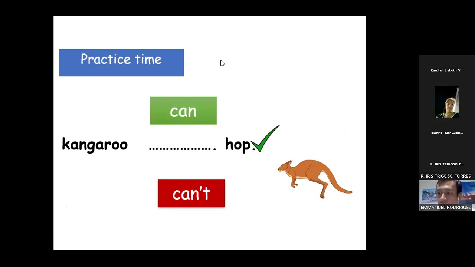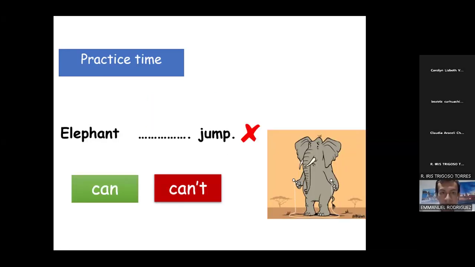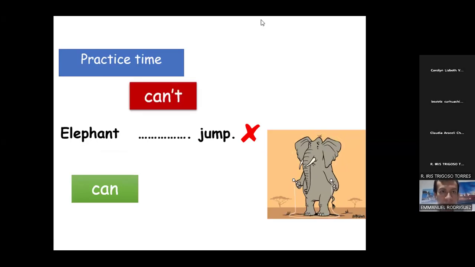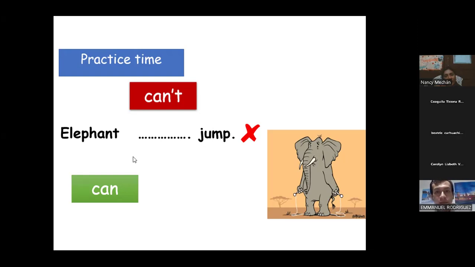Nelly Marina. Okay. Caroline Lisbeth. Okay, say me the sentence. Kangaroo can hop. Okay, thank you. Okay, with elephant. Voluntaria que pueda leer la oración. Nancy Mechan. Elephant can't jump. Okay, thank you.